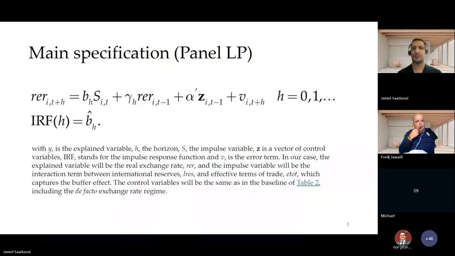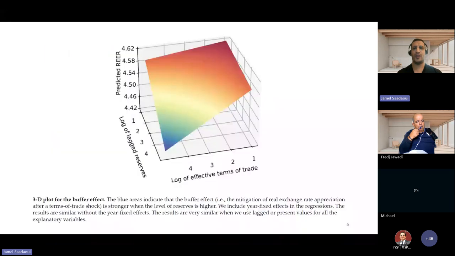First, we need to understand this picture. I am going to show you how to estimate it, and this picture shows that the buffer effect is nonlinear. The buffer effect, you have a definition here, is the mitigation of real exchange rate appreciation after terms of trade shocks due to the lagged stock of international reserves.